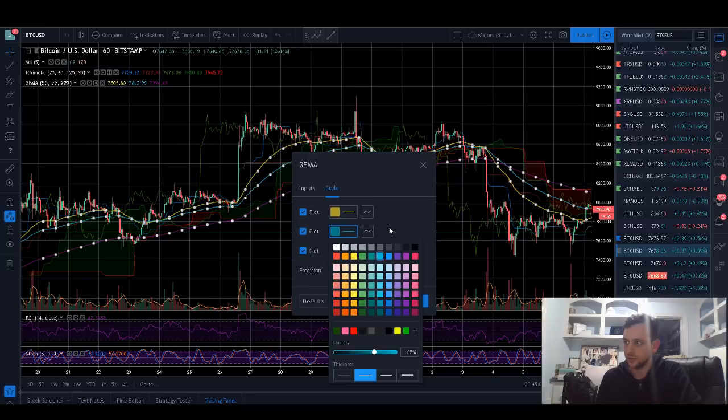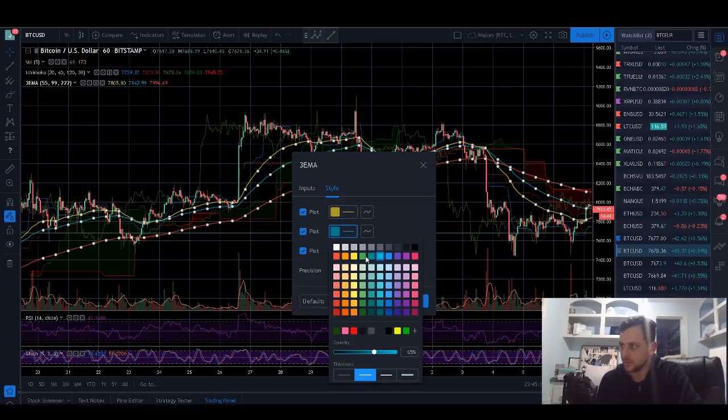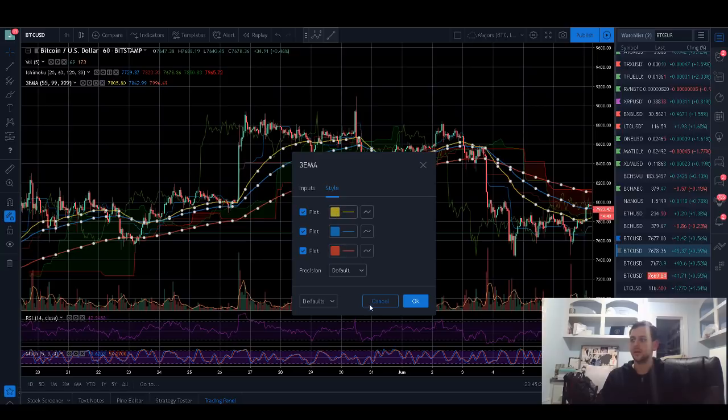The 99 is blue. And then red. I don't like this, is this blue more blue? Which is the right blue? That's the right blue. Okay. So now I have the colors correct.